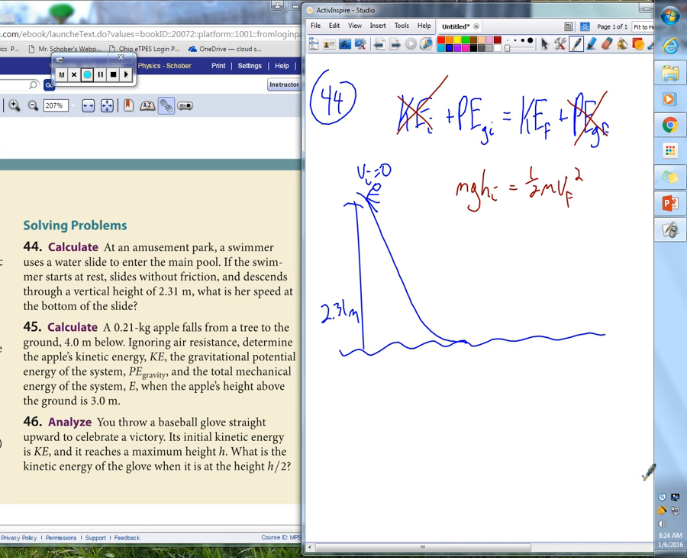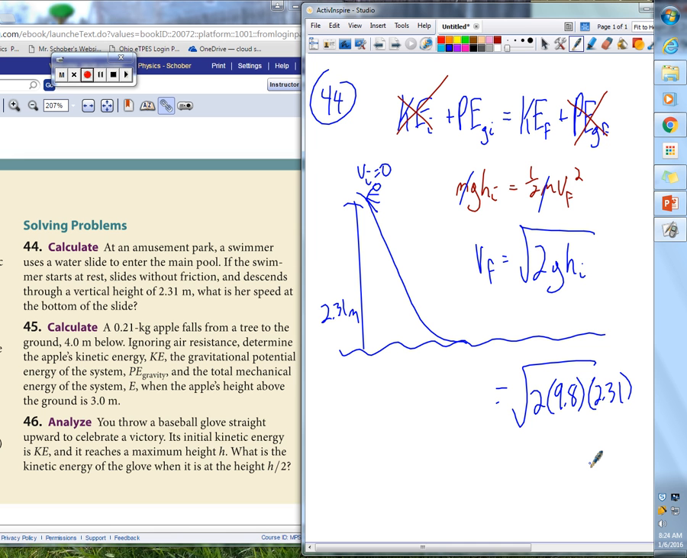Now, each of these terms have an m on them. What can we do to those m's, Claire? Cancel them out. There you go. Okay, cancel those m's right out. Solve for v final. So v final is going to wind up equaling square root of 2 times g h initial. Or square root of 2 times 9.8 times 2.31. About 6.7 meters per second.